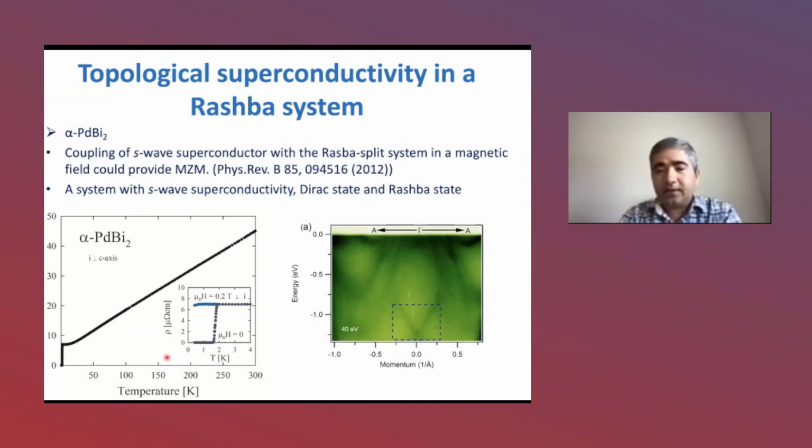Okay, then we started to think of some Rashba system which might have superconductivity. The motivation actually comes from this theory paper, where they say the coupling of an s-wave superconductor with a Rashba split system in a magnetic field could provide a Majorana zero bias mode. Thinking along that line, we came up with this alpha-PdBi2. It is superconducting below 2 Kelvin, and we see some sort of Rashba state near the Fermi level as well as some sort of Dirac state.